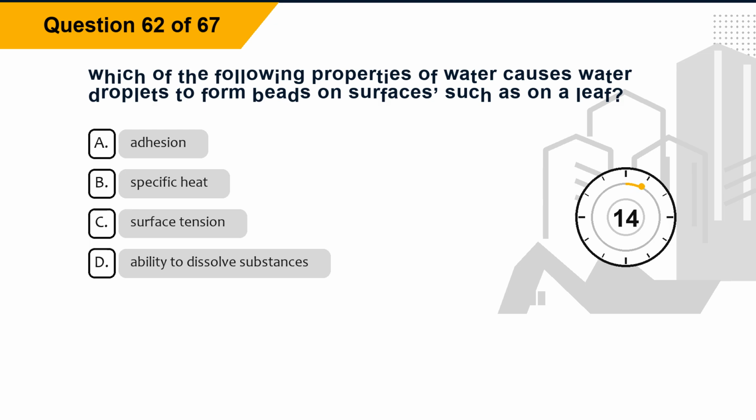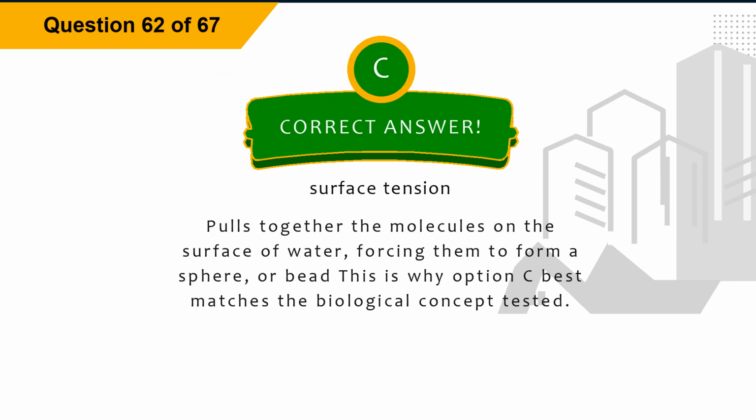Question 62. Which of the following properties of water causes water droplets to form beads on surfaces, such as on a leaf? Option A, adhesion. Option B, specific heat. Option C, surface tension. Option D, ability to dissolve substances. The correct answer is option C, surface tension. Explanation: Surface tension pulls together the molecules on the surface of water, forcing them to form a sphere, or bead. This is why option C best matches the biological concept tested.